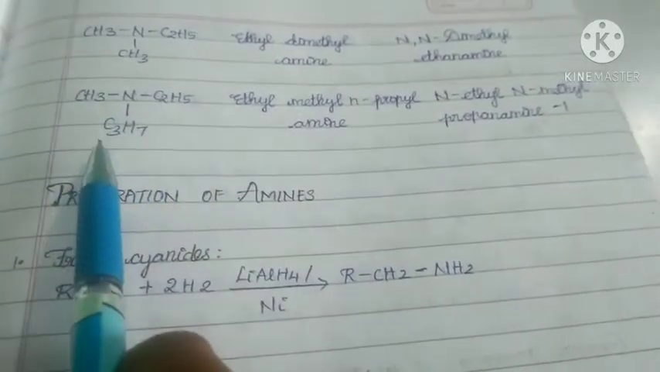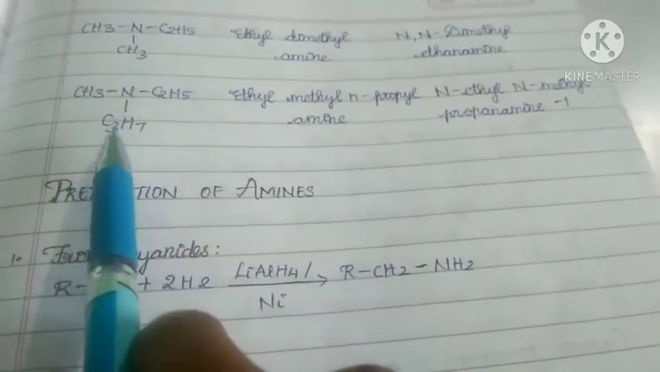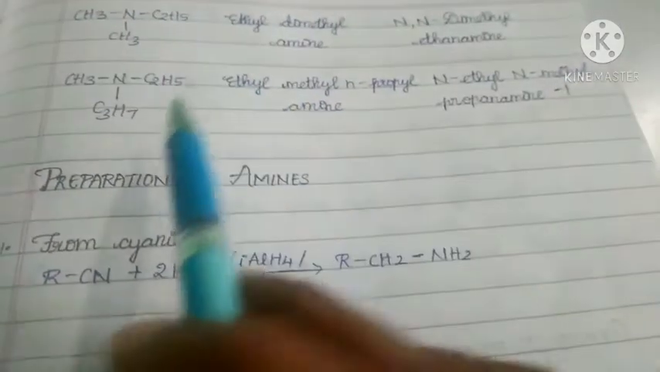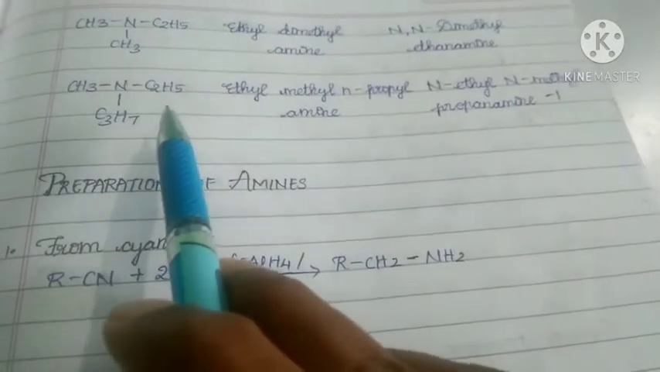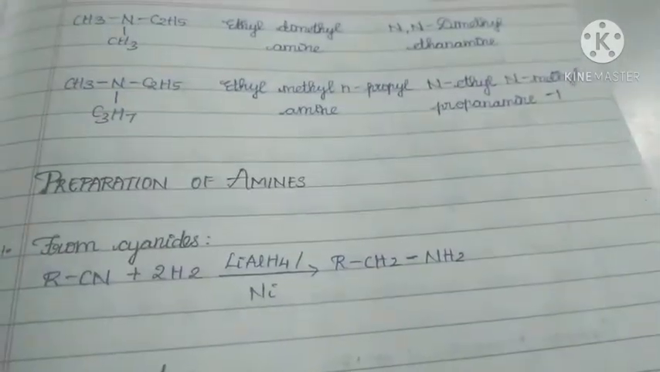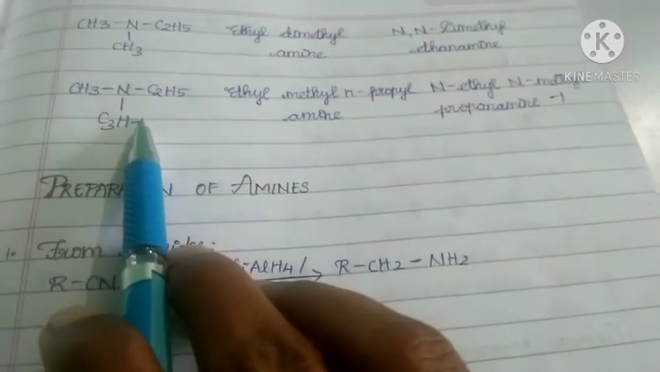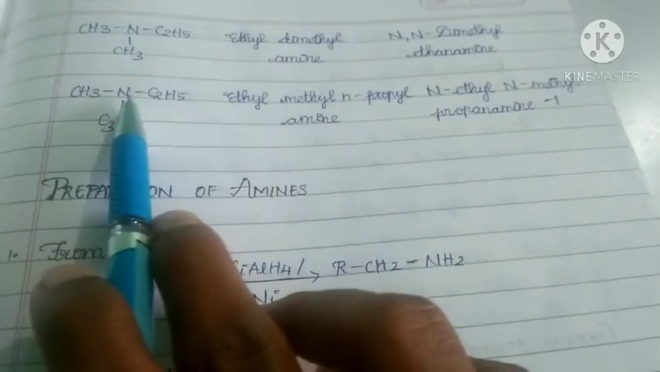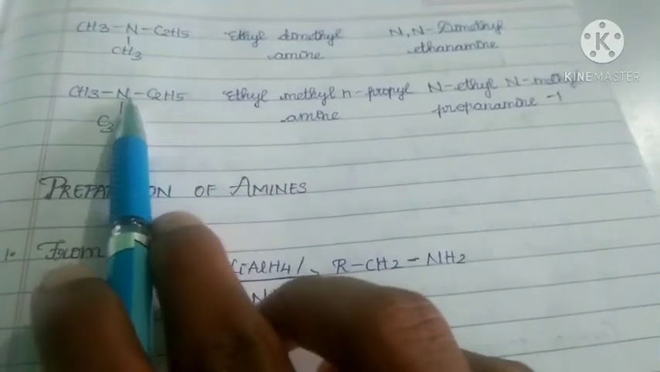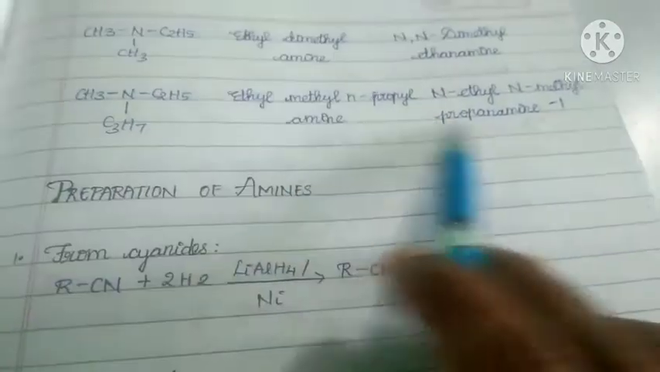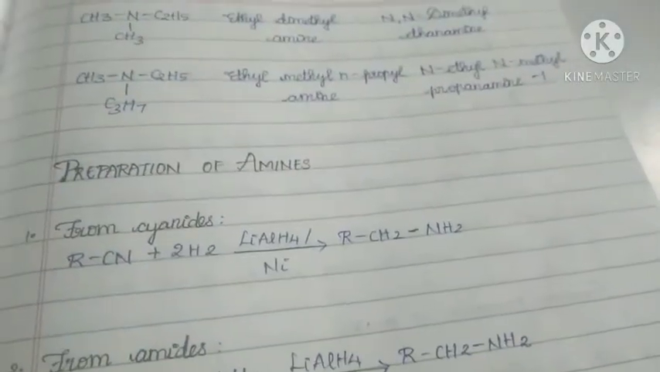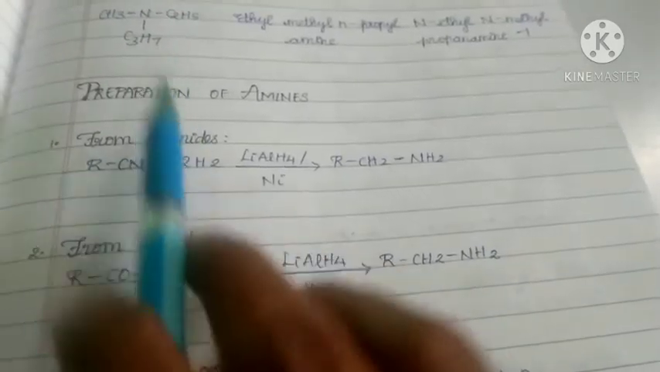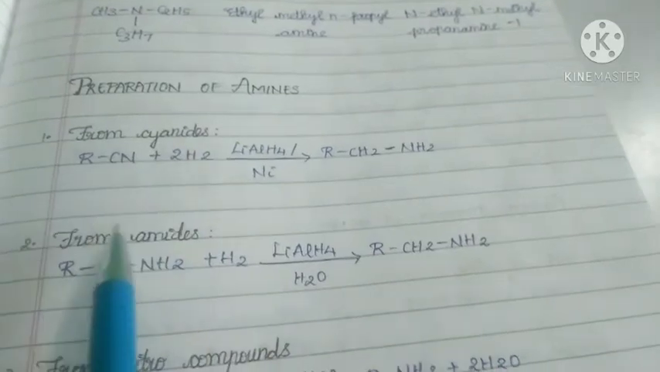This is also a tertiary amine. Common name is ethyl methyl N-propylamine, because we have to give substituents as per alphabetical order. IUPAC name is what? These are alkyl groups. N-ethyl, alphabetical order, N-methyl propanamine-1. This is the nomenclature of amines.